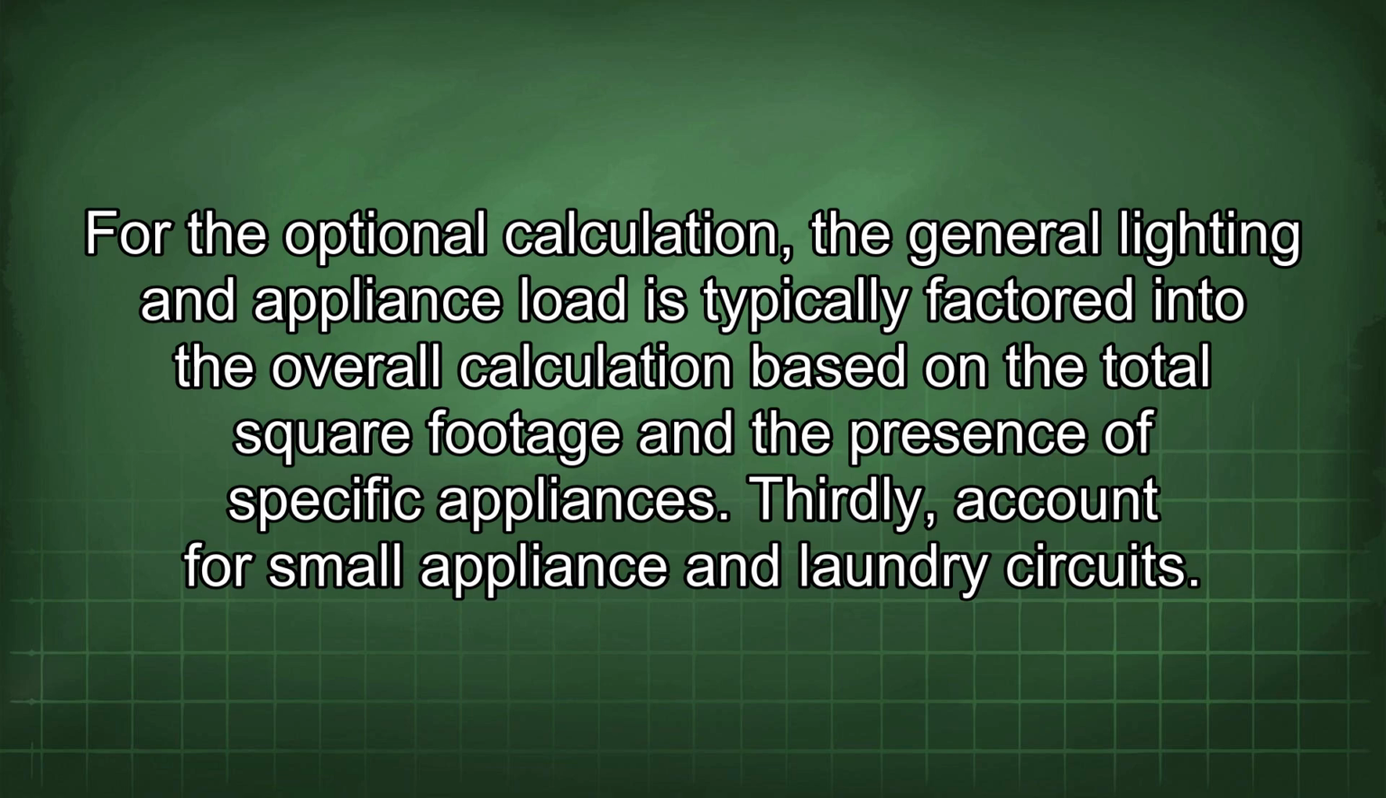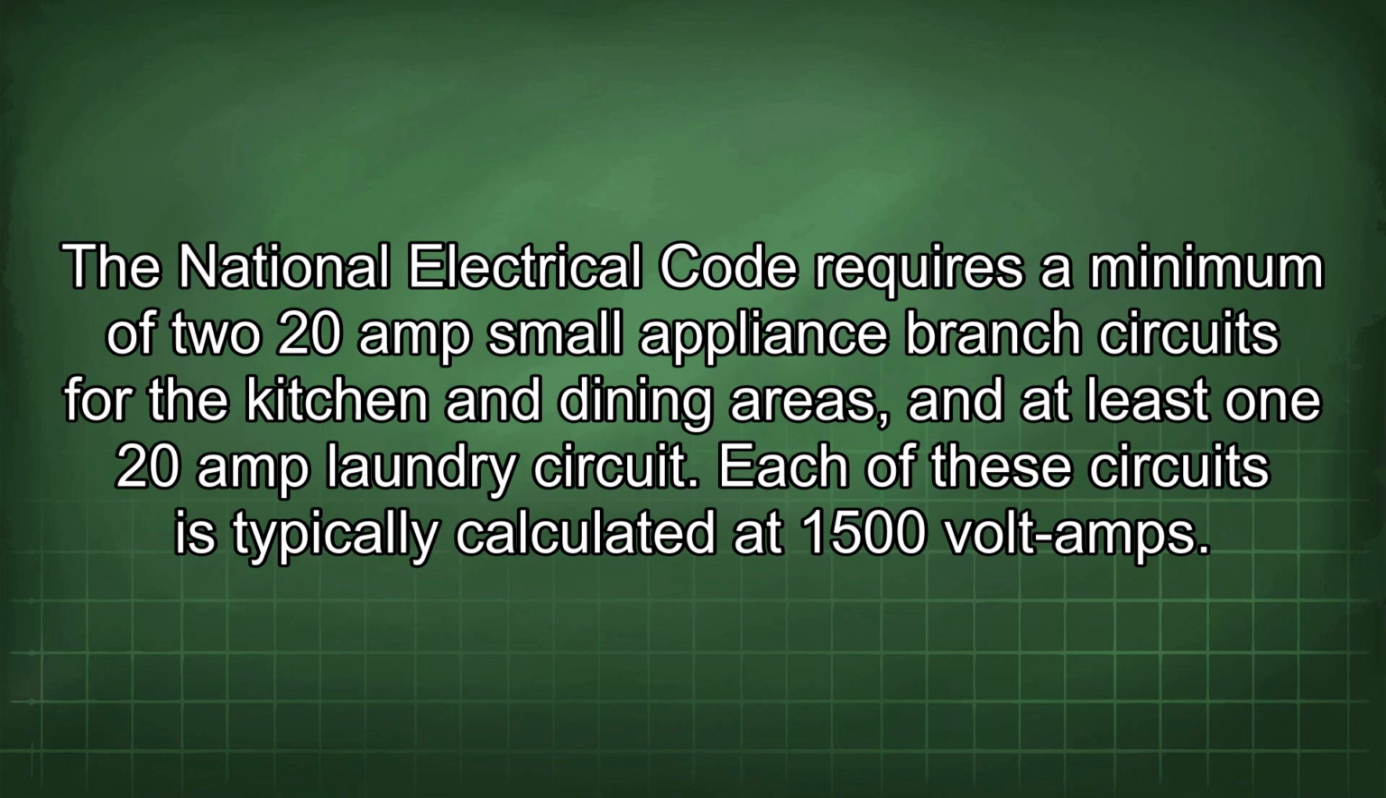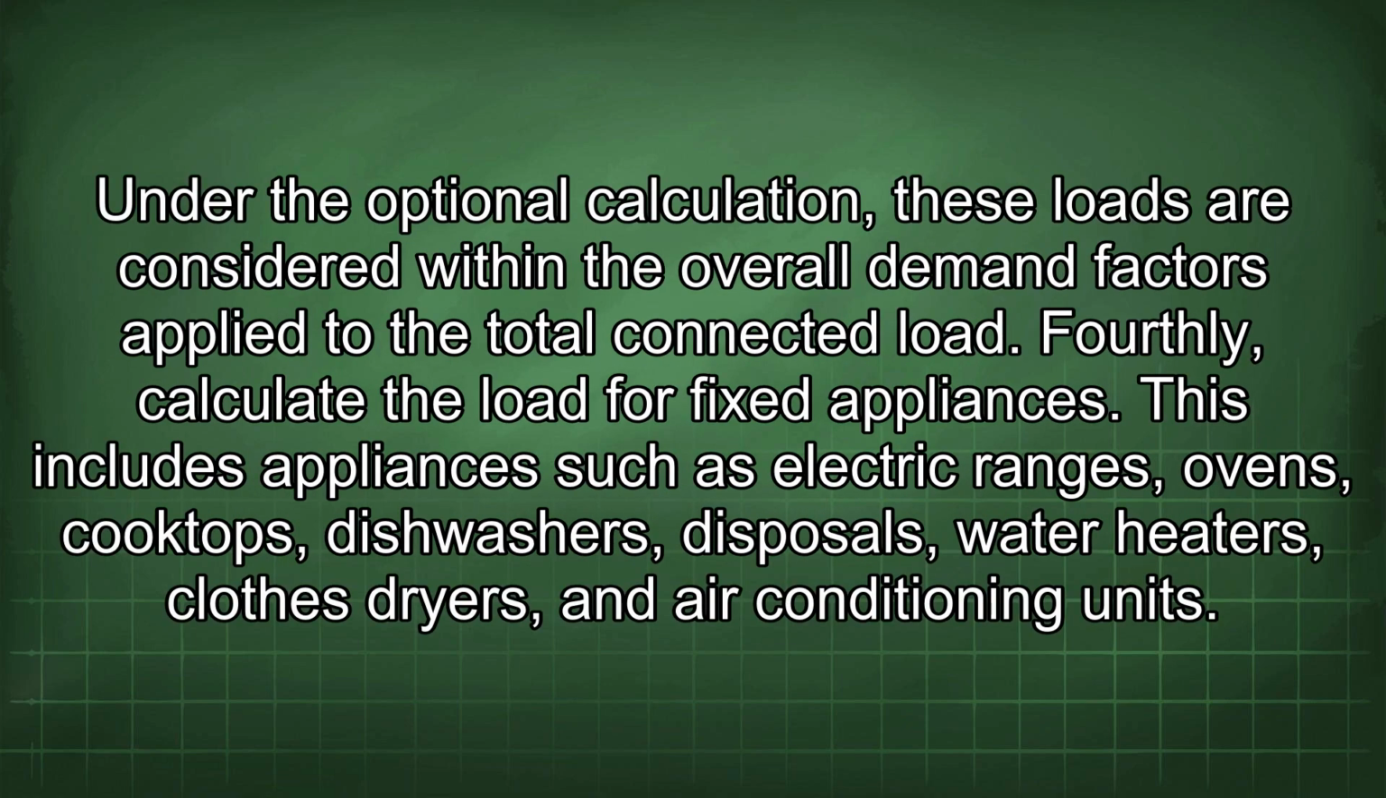Thirdly, account for small appliance and laundry circuits. The National Electrical Code requires a minimum of 2 20-amp small appliance branch circuits for the kitchen and dining areas, and at least one 20-amp laundry circuit. Each of these circuits is typically calculated at 1500 volt-amps. Under the optional calculation, these loads are considered within the overall demand factors applied to the total connected load.